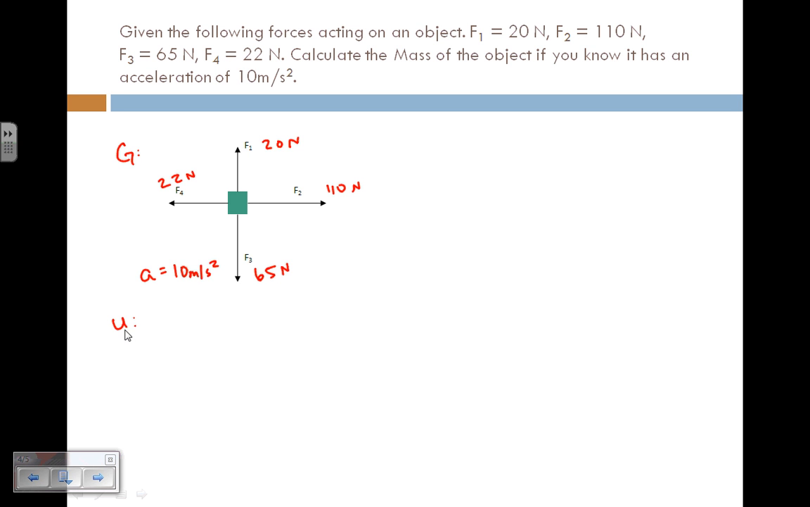Alright, so the unknown in this case is the m, or the mass. You guys know that the equation for mass is mass equals the sum of all forces divided by the acceleration. To actually calculate this problem, we have the acceleration, but we don't have the sum of all forces. And since we have unbalanced forces here, we know that we're going to have to use the Pythagorean theorem to get this. So we'll go ahead and write in the Pythagorean theorem here.